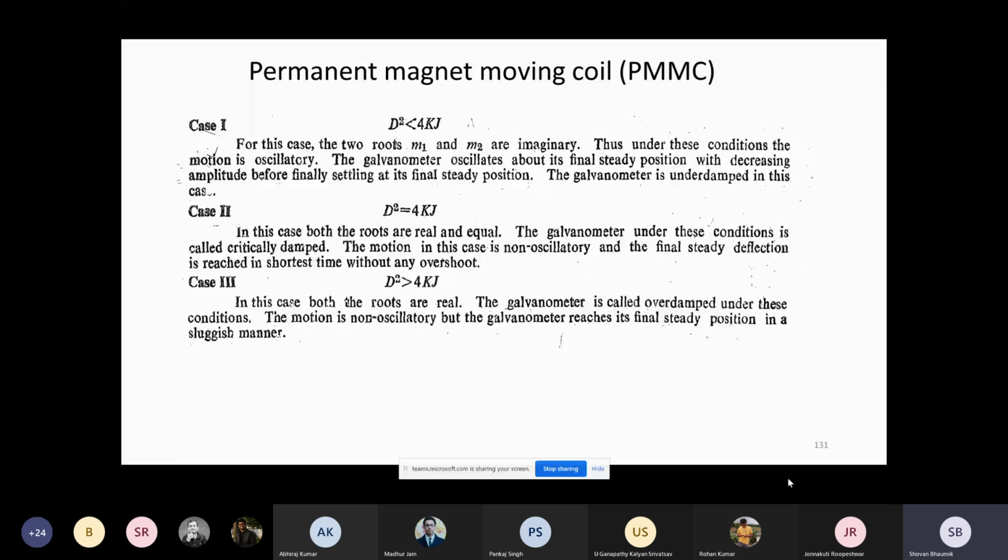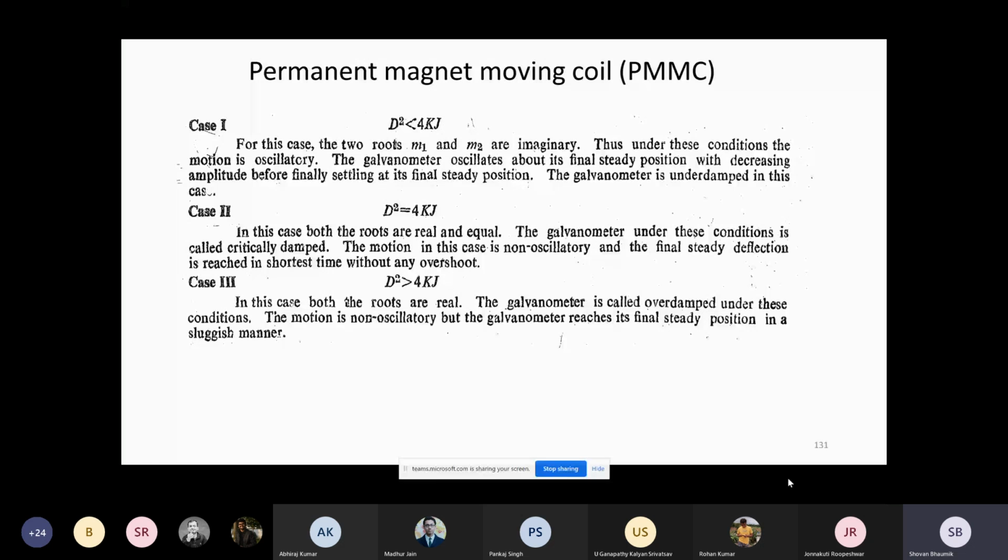So all those things are in your hand because you are designing the instrument. You know how much damping you can give, you know what type of spring you will use, you know how much moment of inertia J you have. So based on that you can know whether d square will be less than 4kj, equal to 4kj, or greater than 4kj.